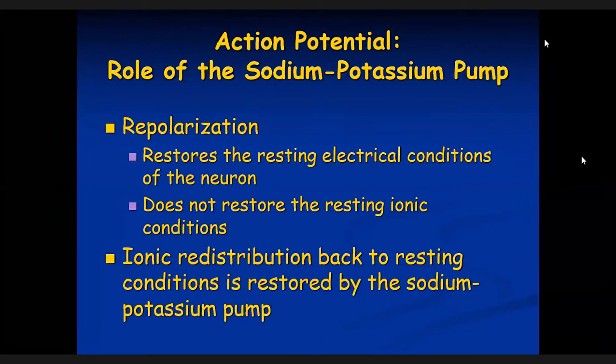So in repolarization, it restores the resting electrical conditions of the neuron. As we've said before, during repolarization, your neuron is rested, no? So there is redistribution back to resting condition, as restored by your sodium-potassium pump. So during hyperpolarization, there will be no depolarization. It is sensitive to stimulus. So when there is repolarization, your neurons go to their resting potential or resting stage.